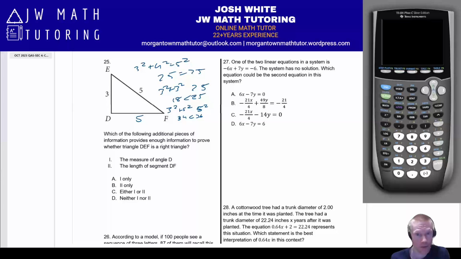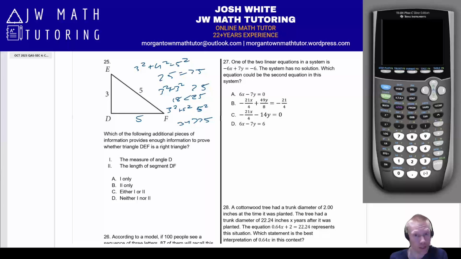Now we'd be comparing 3 squared plus 5 squared to 5 squared, so 34 would be greater than 25. So it turns out that when the sum of the squares of the two smaller sides is greater than the square of the largest side, it's an acute triangle, and when it's less than the square of the largest side, it ends up being an obtuse triangle. So you can determine by knowing the length of side DF whether the triangle is a right triangle by using the Pythagorean theorem, or basically the converse of it.